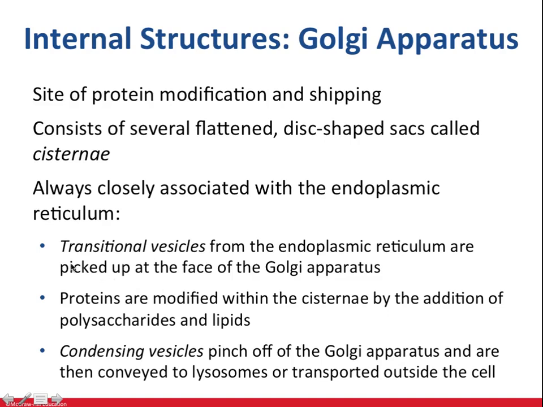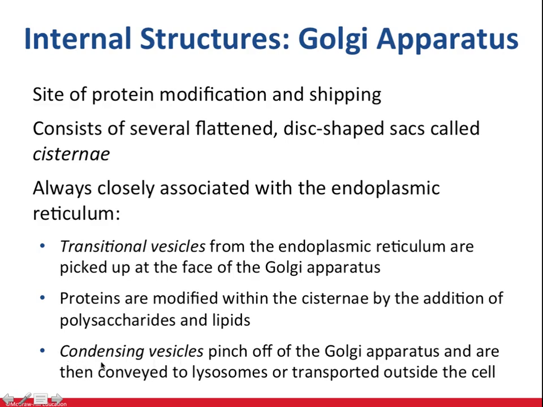They have two types of vesicles, okay? One is transitional vesicles. These vesicles are pinched from the ER and travel from the ER to the Golgi. Their function is to transport the raw protein products from the ER to the Golgi. Once the Golgi receives the proteins, it can modify them, such as adding sugar chains to the protein to make a glycoprotein, or adding a lipid chain to the protein, okay.